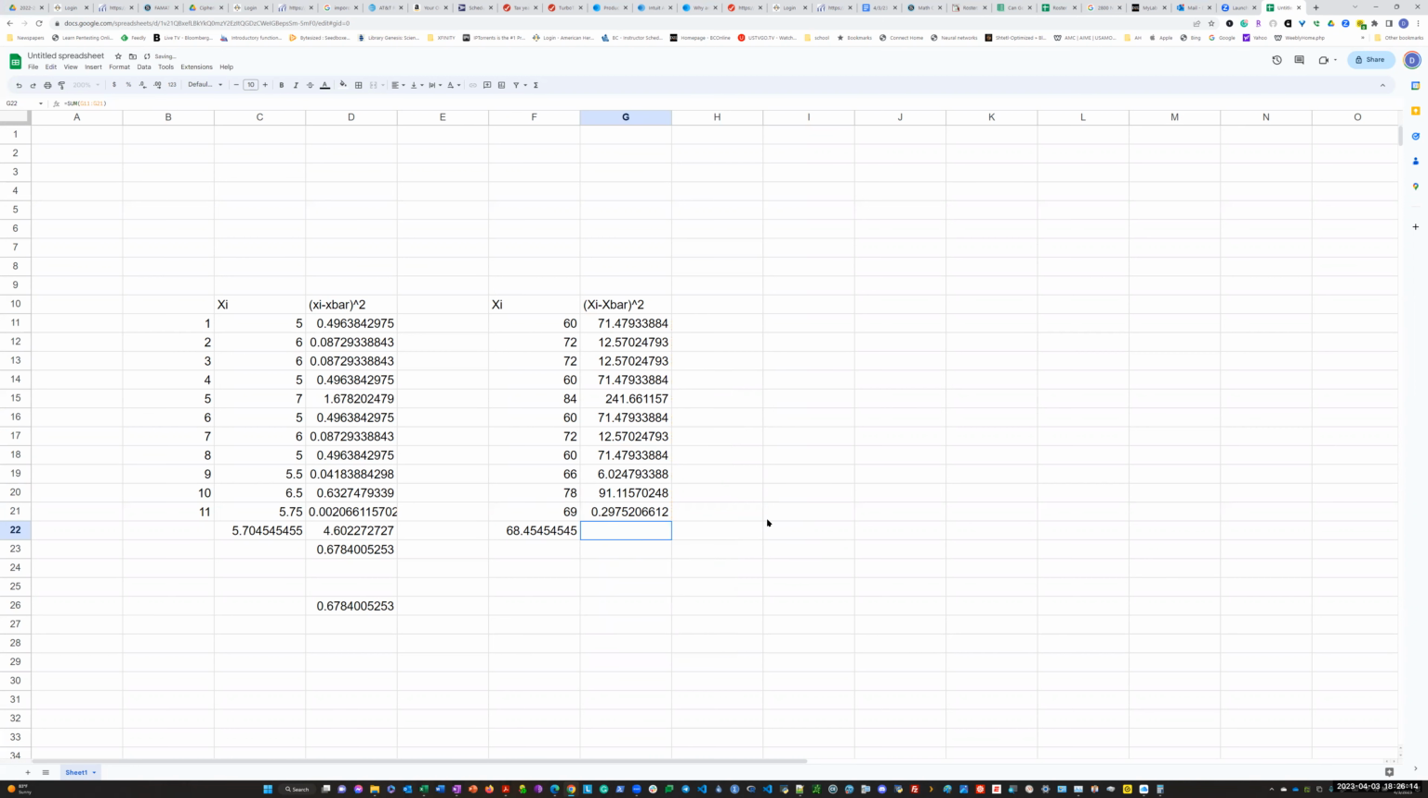Okay, so we sum, add all these things up, we get this. Does everybody see that? Then we take this and divide it by 10, which is n minus 1, right? And then we also need to raise this to the power of 0.5, or take the square root. Raising to 0.5 is the same thing as the square root. Does that make sense? So we get this number. Does everybody see that?